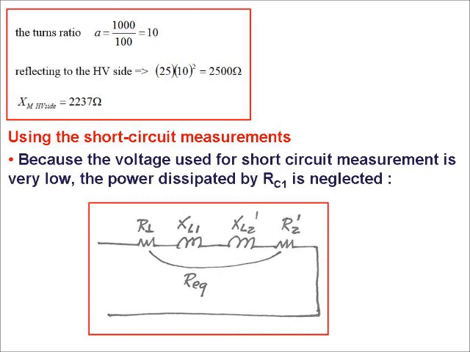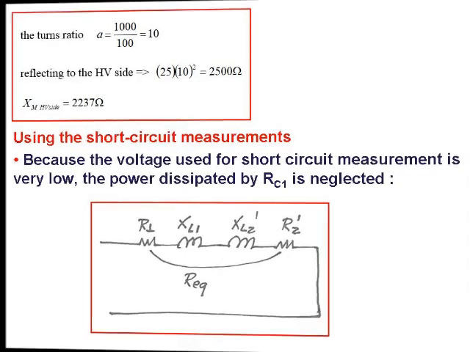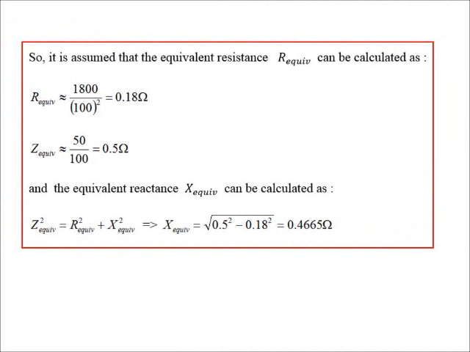R1 in series with XL1, in series with XL2 prime, in series with R2 prime. So we can easily find the Req, which is the sum of R1 and R2 prime, and that is 1,800 watts divided by 100 squared, so it's 0.18 ohms. The equivalent total impedance should be the 50 volts applied divided by 100, 0.5 ohms.